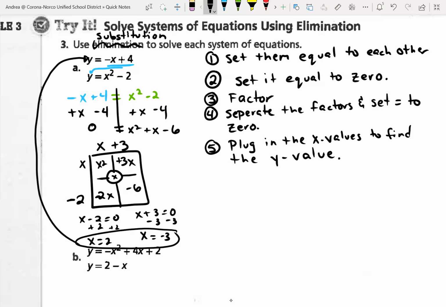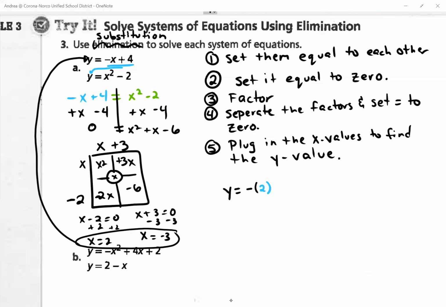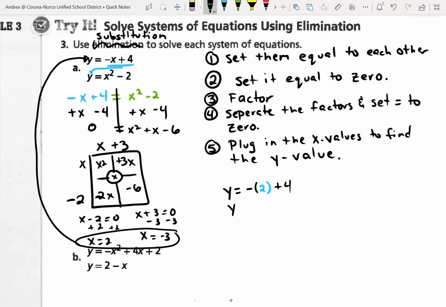So I'm going to get y equals negative, I'm going to plug in 2, and then plus 4. So I'm going to get y equals 2. So one of my answers is when x is 2, y is 4. That's one place that they intersect at.